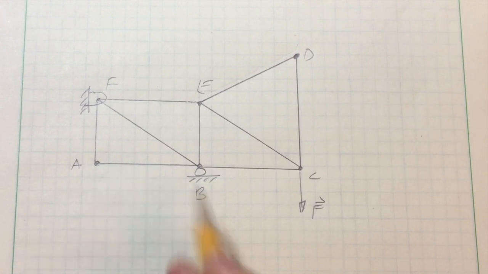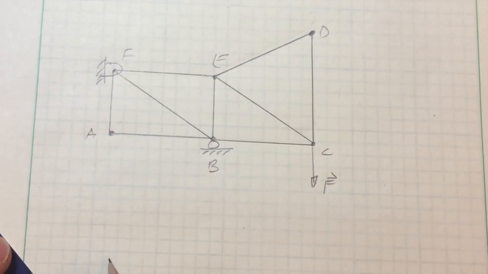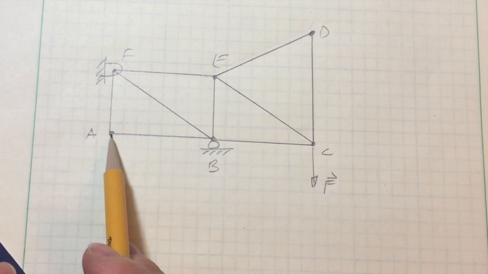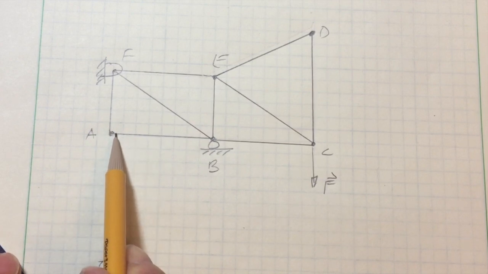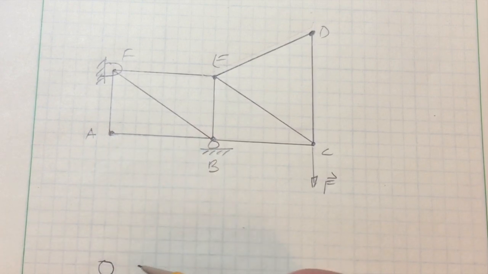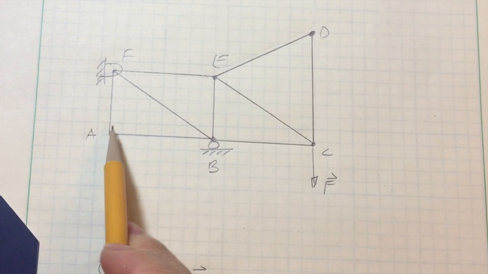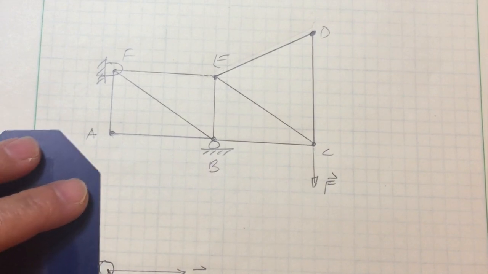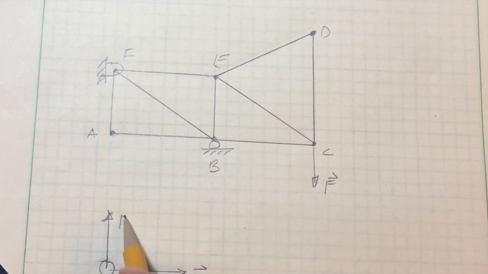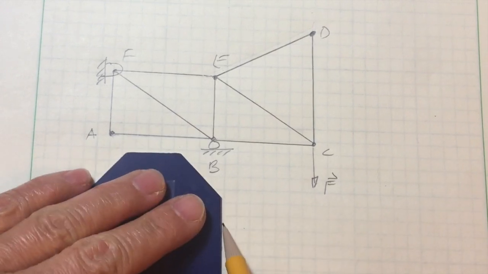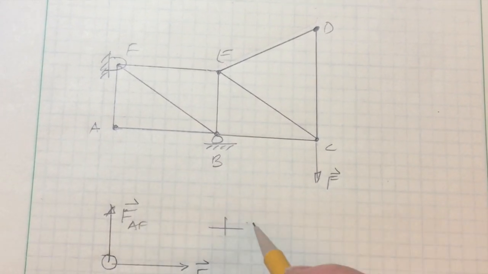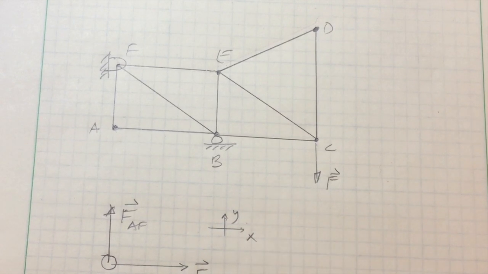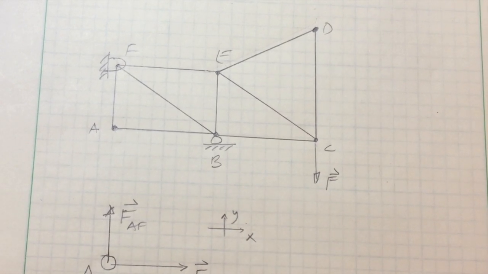If I were to do a joint analysis of point A, or pin A, I would get the following. That pin at A experiences a force due to member AB perhaps pulling on it, so this will be force AB. And that pin will also experience a force due to member AF perhaps pulling on it. We'll use the coordinate system as such. So this is my free body diagram of pin A.